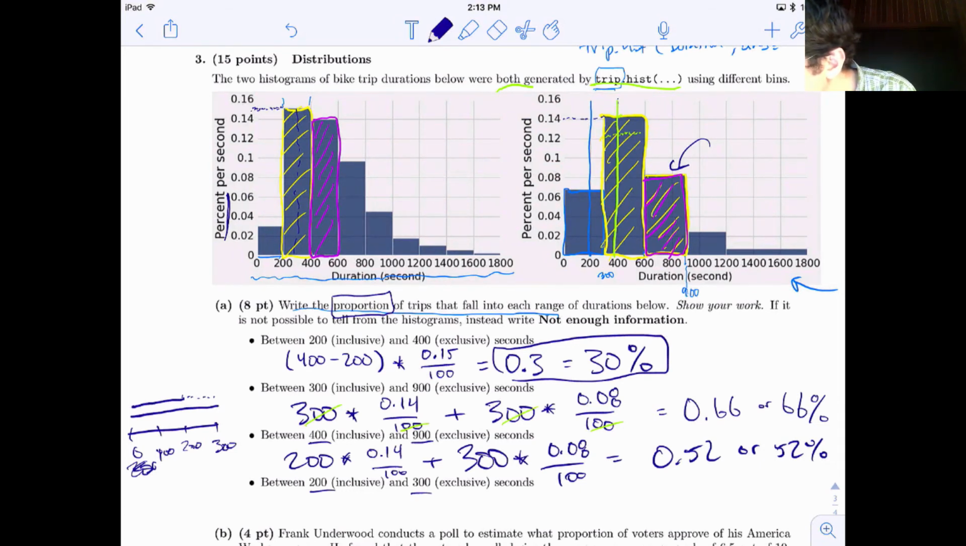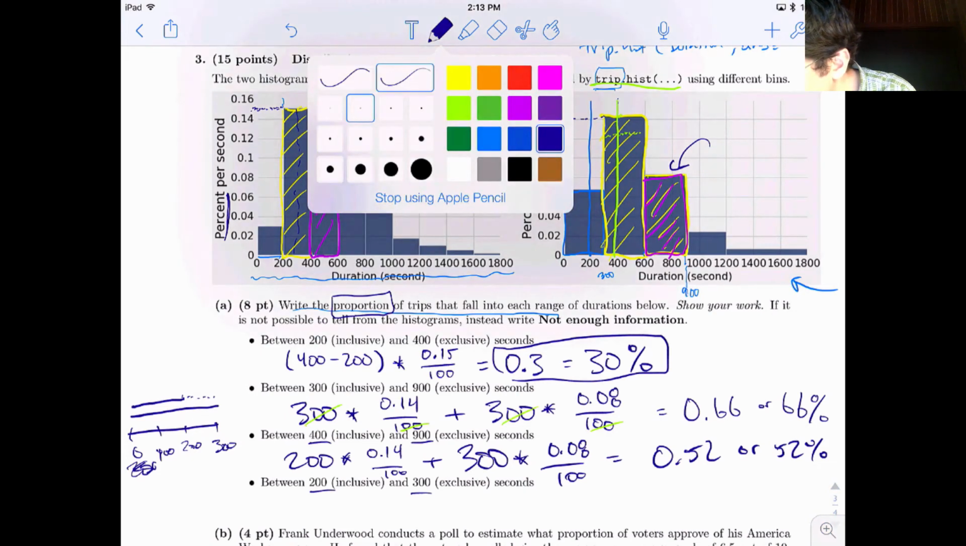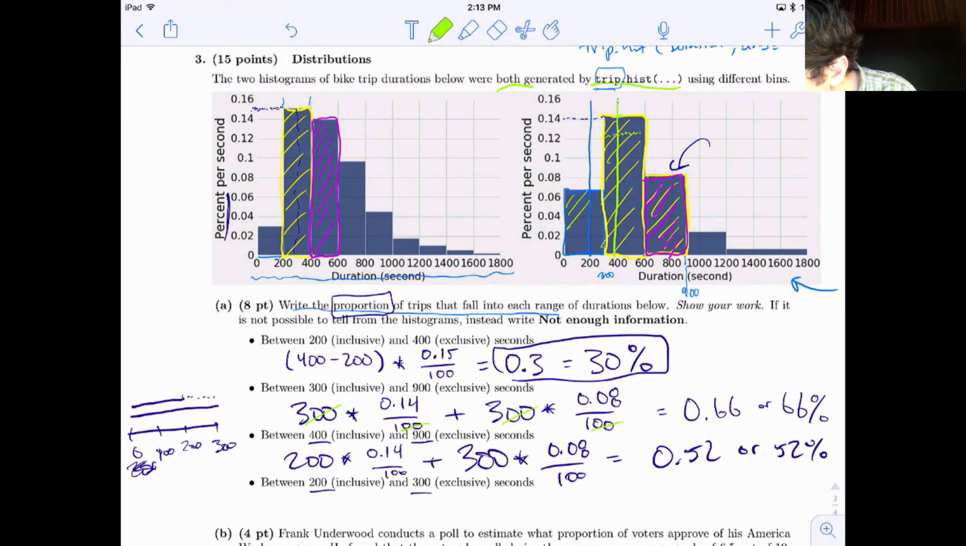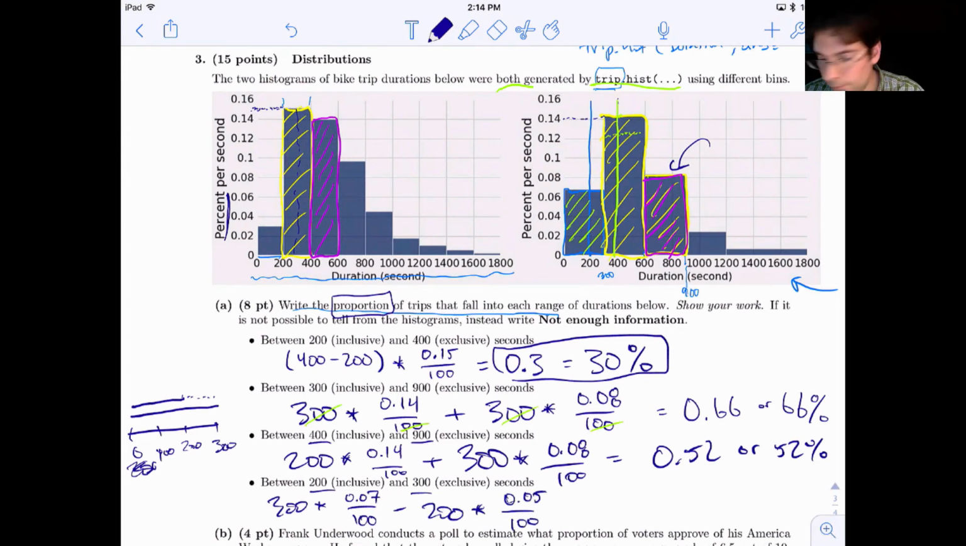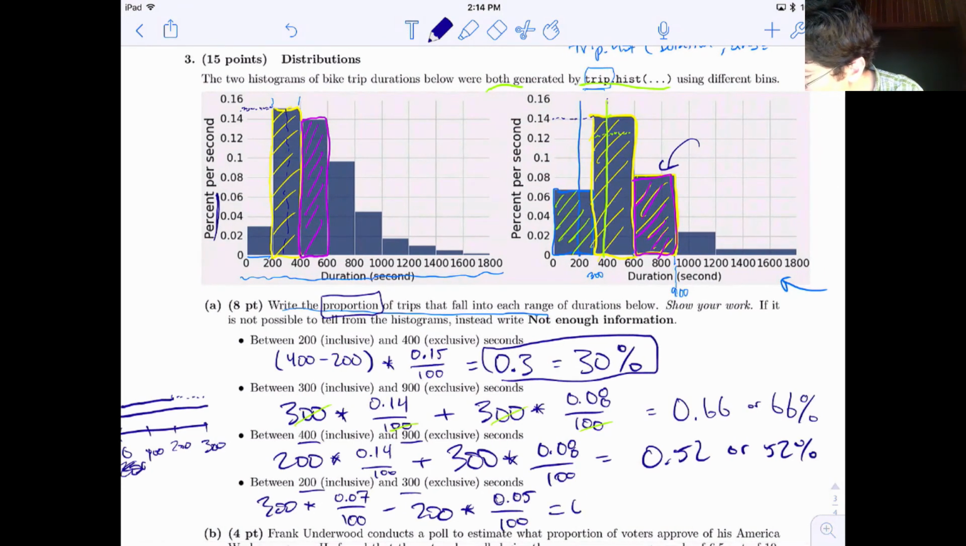Okay, so that means we need the area of this one. That's 0 to 300, which is 300 wide times about 0.07 divided by 100 tall. And then we can subtract out the 200 wide one here, which has a height of 0.05. Which comes out to 0.15 or 15%.